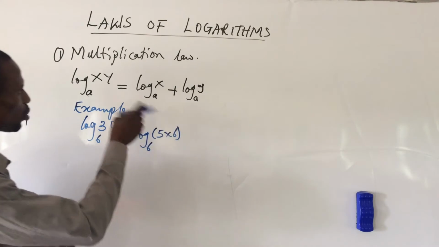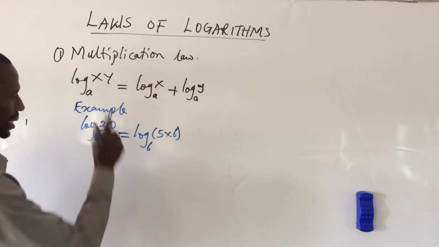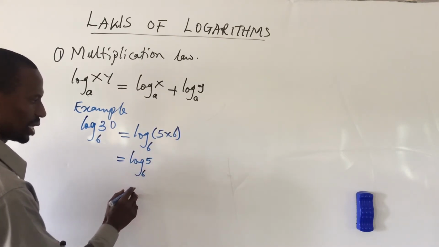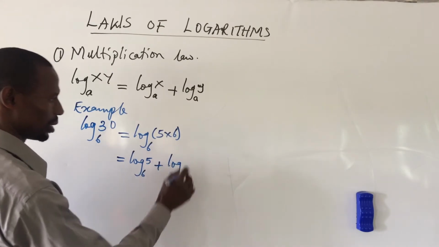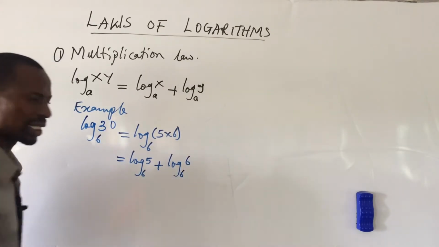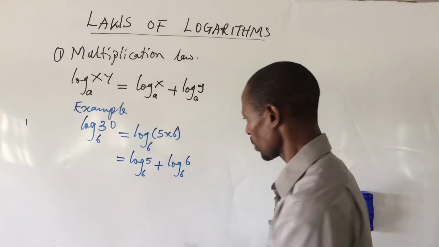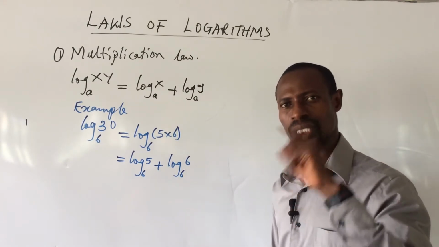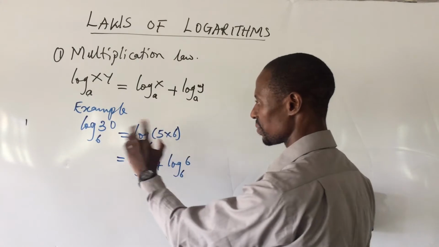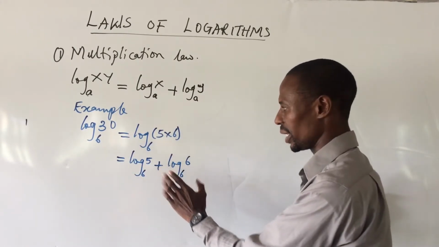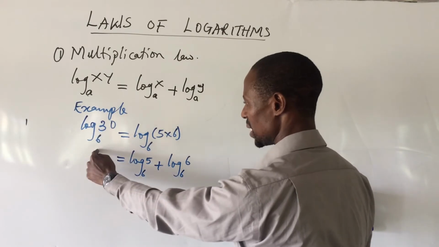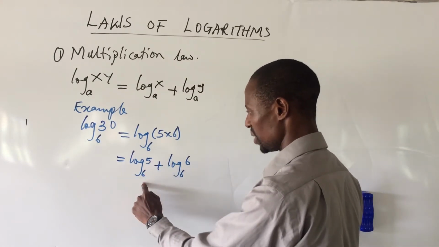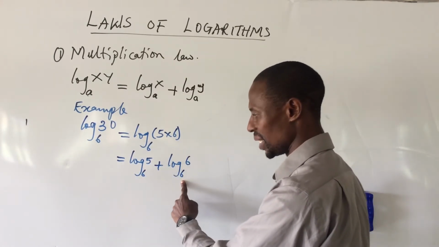We now go ahead to apply the multiplication law. So if we apply this, this will now give us log 5 to the base of 6 plus log 6 to the base of 6. Very simple. We can as well go down to break this down because log 6 base 6, which is one of the rules, will give you 1. But just for the sake of simplification, I will stop here. So the log of 30 base 6 can equally be expressed based on the multiplication law as log 5 base 6 plus log 6 base 6.